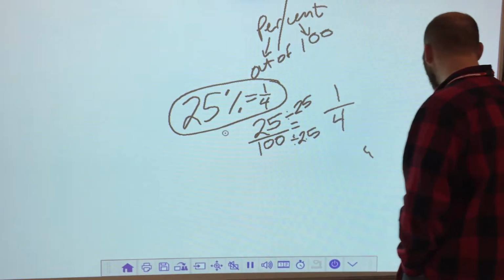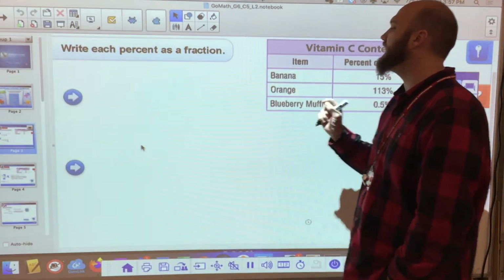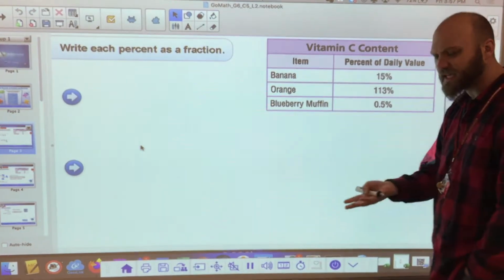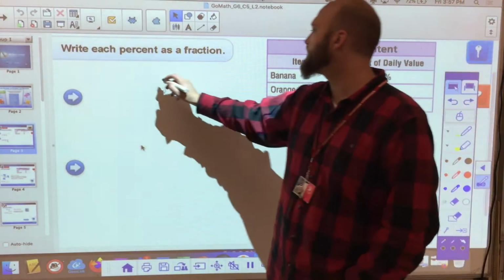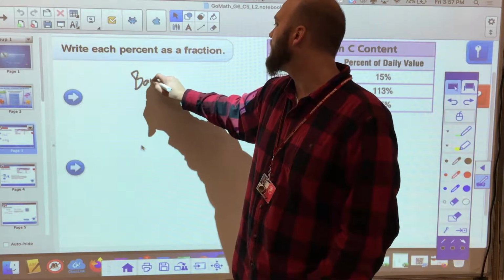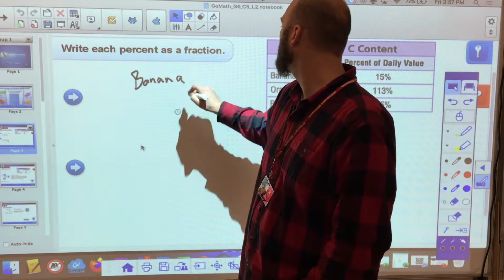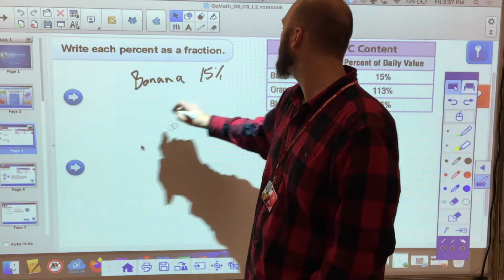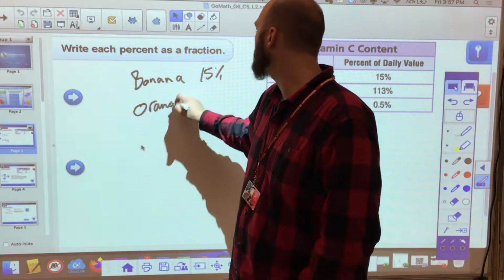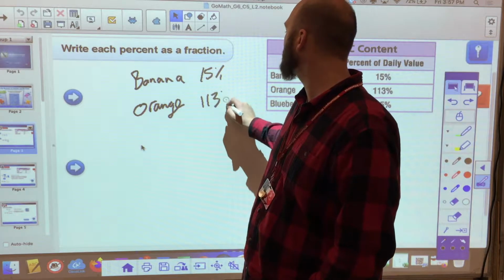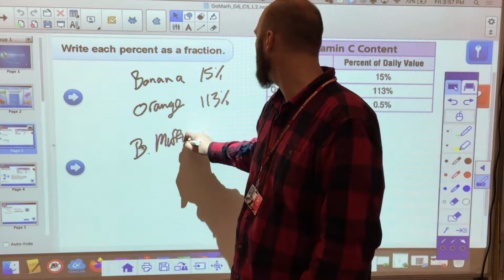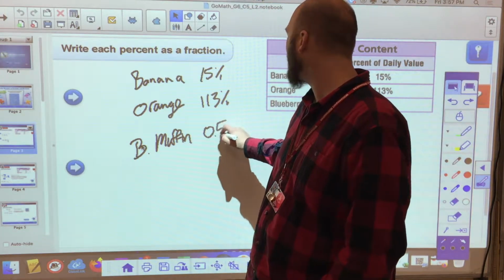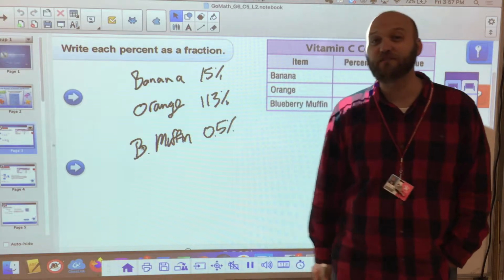Okay, so let's take a look at our book. What does it say in our book? Well, we're going to write each percent as a fraction. We're talking about the vitamin C content of different fruits or foods, right? So a banana has 15%. So I'm going to write here, banana at 15%, orange at 113%, and blueberry muffin at 0.5%. Blueberry muffin's not a good source for your vitamin C.